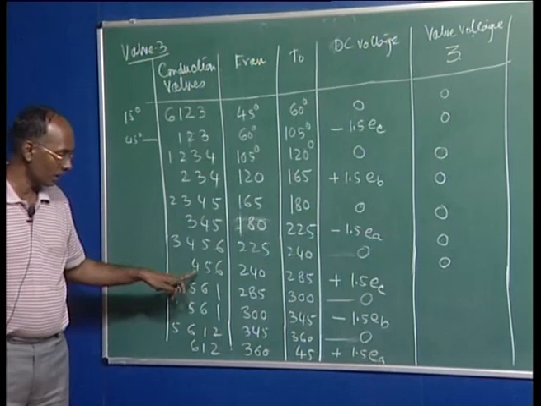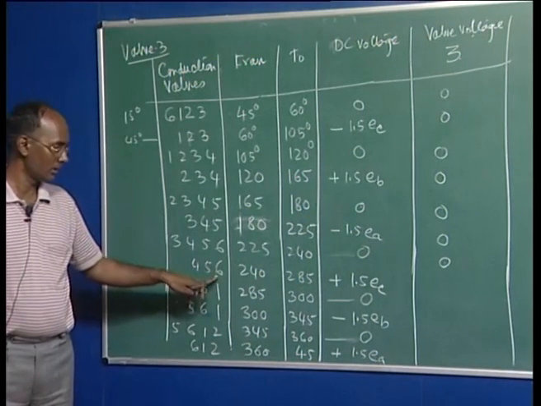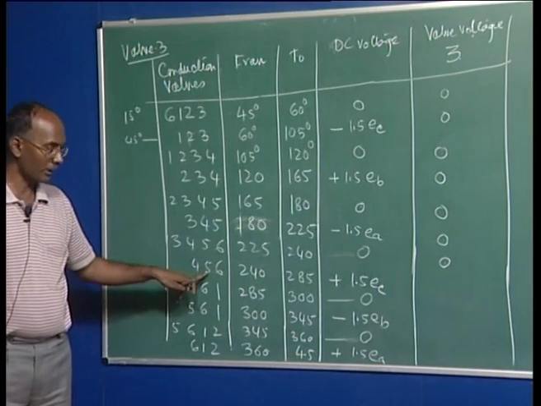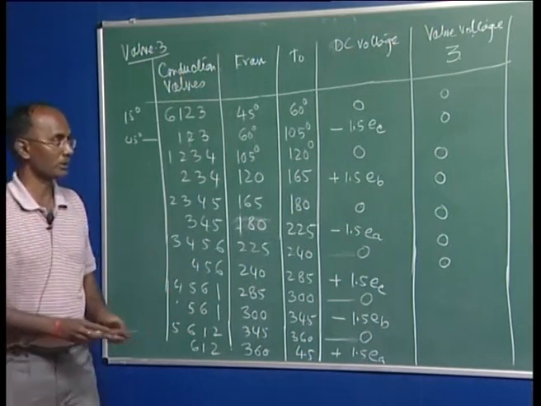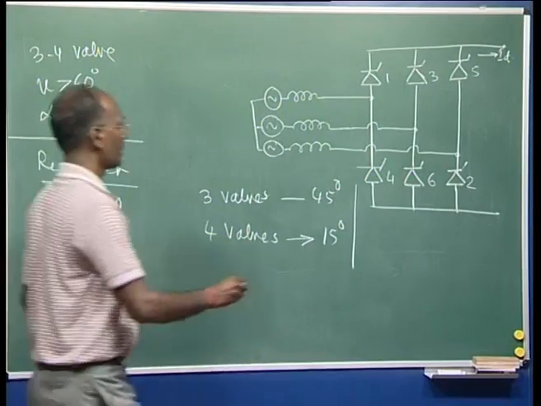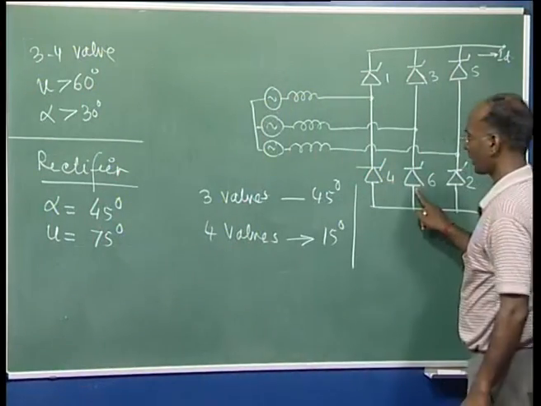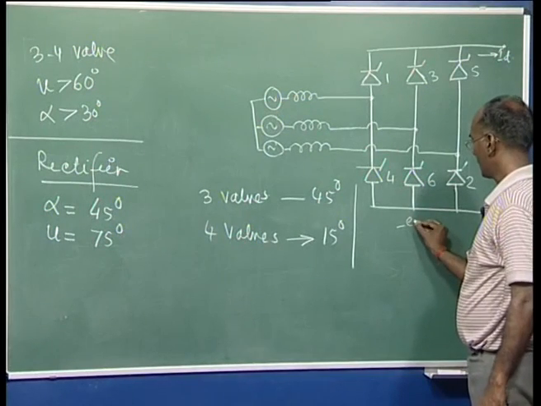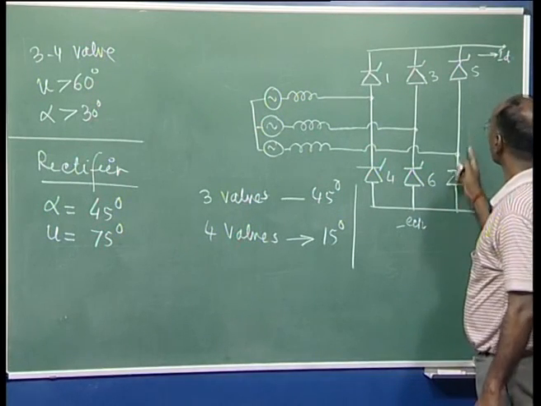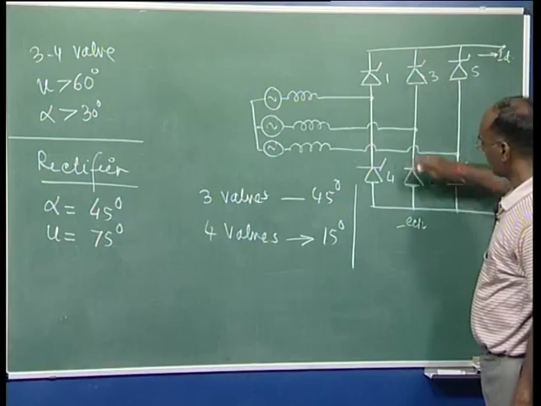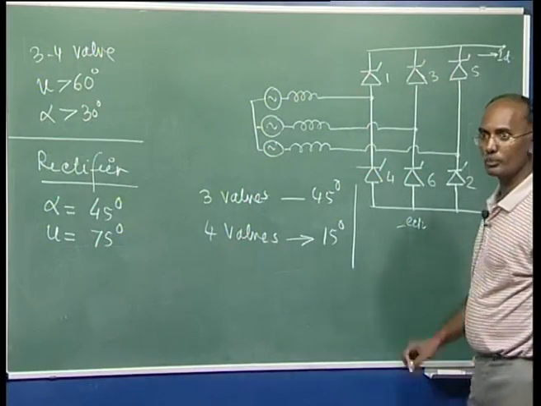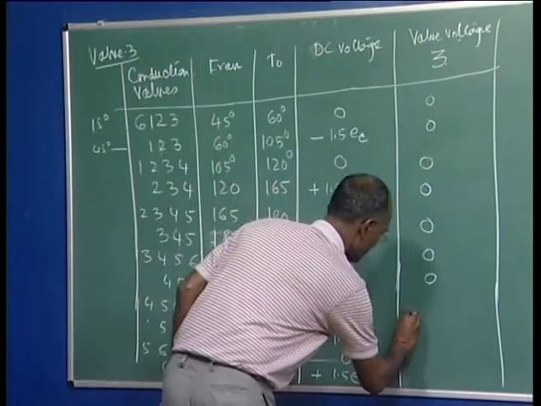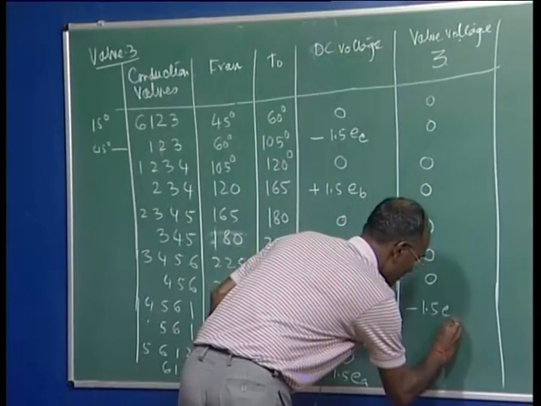Now, here 4, 5, 6 you see they are conducting, means the voltage and 5 is there. So, what will be voltage? Here you see the 4 and 6 are conducting. So, the voltage here is becoming minus E C by 2, and this side is E C is appearing. So, this voltage minus this, so minus 1.5 E C. So, here it is minus 1.5 E C.